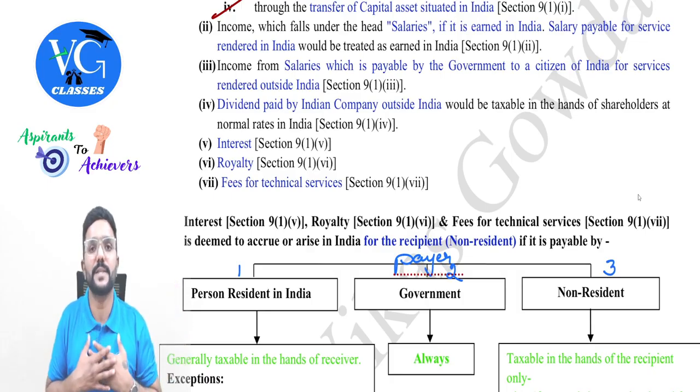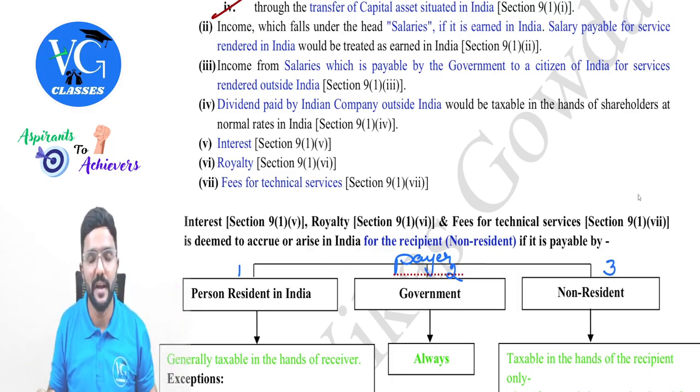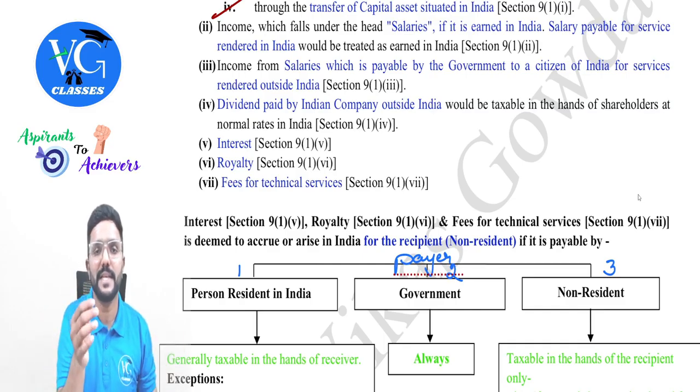So, if I am a person who was rendering employment services in India, and during my employment I am earning any salary income, including perquisites and allowances, it will be taxable in India.